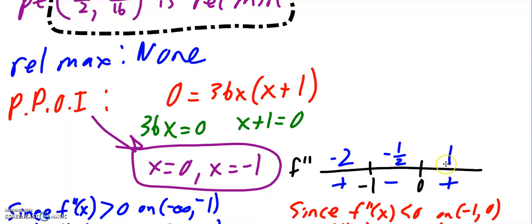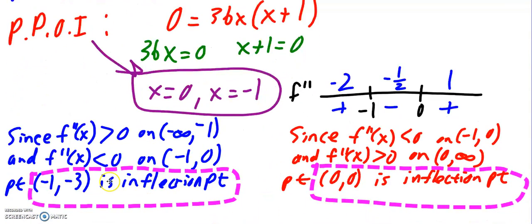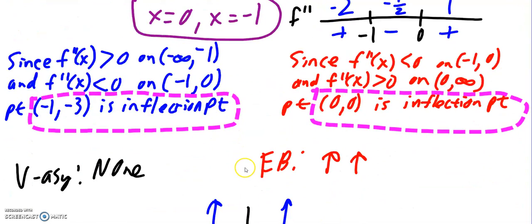So now I do a concavity chart. So this is with the second derivative. I use my possible points of inflection. I tested -2, -1/2, and +1, and then I saw positive, negative, positive. Therefore, I have 2 points of inflection. Using my derivative speak, since f double prime of x is greater than 0 on -∞ to -1, and f double prime of x is less than 0 on -1 to 0, the point (-1, -3) is an inflection point. And since f double prime of x is less than 0 on -1 to 0, and f double prime of x is greater than 0 on 0 to infinity, the point (0, 0) is an inflection point.